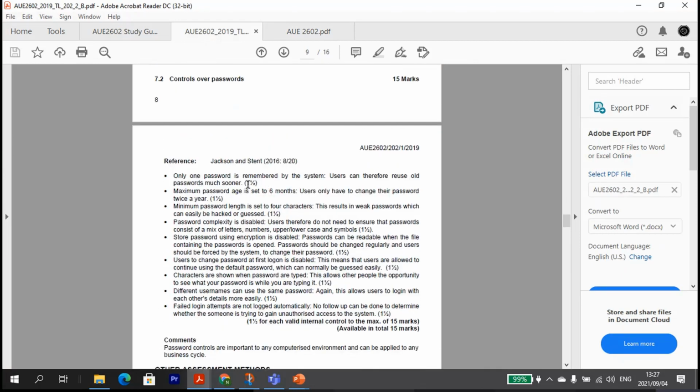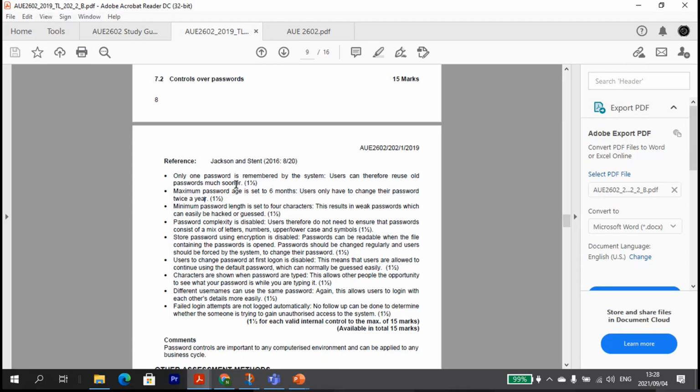So some of the answers that were provided is that only one password is remembered by the system. Users can therefore reuse old password much sooner. Maximum password age is set to 6 months. Users only have to change their passwords twice a year. Okay. Minimum password length is set to be 4. This results in weak passwords, which can easily be guessed.